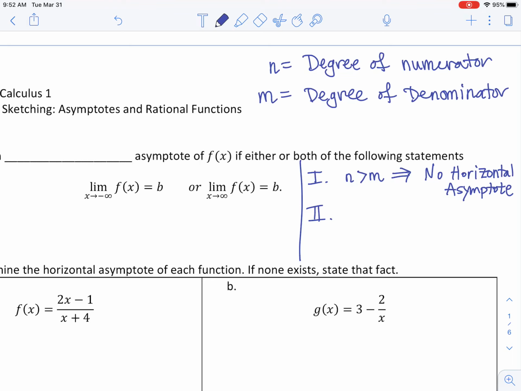That was one of the cases. Now, case number 2. What if n is smaller than m? Now, this is the case where the bottom degree is bigger. If that was the case, we had a horizontal asymptote at y equals 0, right?